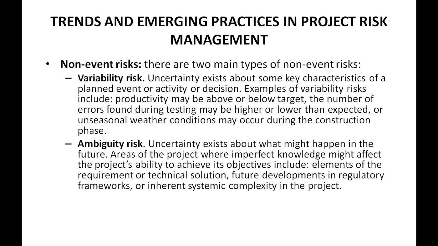All right, now there are two main types of non-event risk. We have the variability risk: uncertainty exists about some key characteristics of a planned event or activity or decision. Examples of variability risk include productivity may be above or below target. The number of errors found during testing may be higher or lower than expected. Or unseasonal weather conditions may occur during the construction phase.